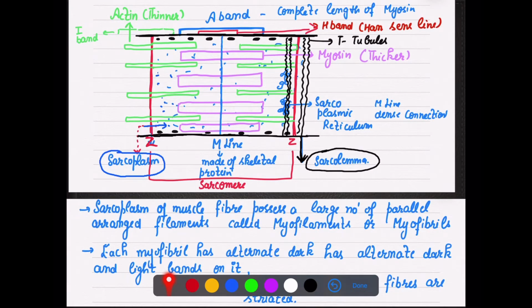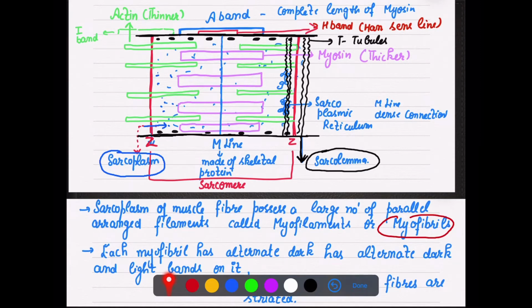Now the sarcoplasm, this cytoplasm of the muscle fiber, has a large number of parallelly arranged filaments, and we are calling these the myofilaments. As you can see, we have drawn green and purple colored filaments; these are known as myofibrils or myofilaments. They call them myofibrils and also myofilaments.